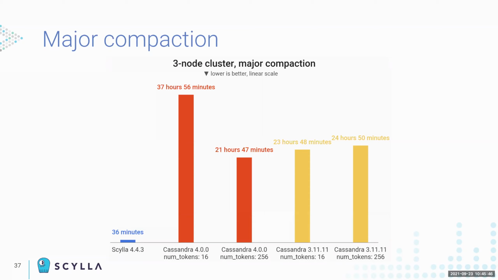Just to clarify, all the other benchmarks were performed with num tokens set to 256. Only the major compaction we just tested was run with 16, the new default value.